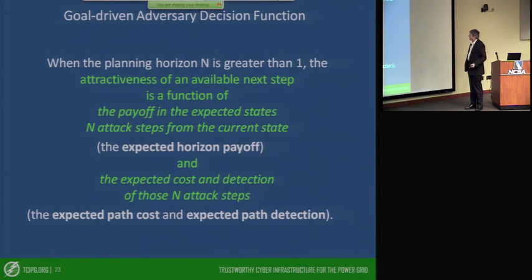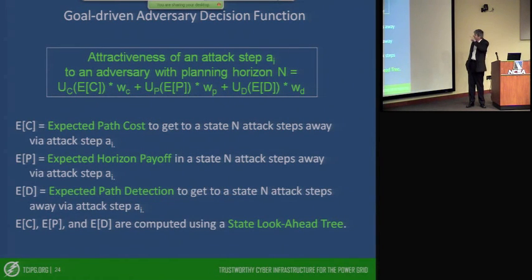And here it says the attractiveness of an available next step is a function of the payoff in the expected states n steps, remember n is the planning horizon, from the current state, and the expected costs and detection of those n steps, okay? To be more precise, the function we want to optimize is expressed like the bottom line in the equation in that box, where it's a weighted sum of the expected path costs, the cost it takes to take a certain path n steps ahead, the expected payoff when we move forward, the expected detection that will occur if we go on that path, and so forth.